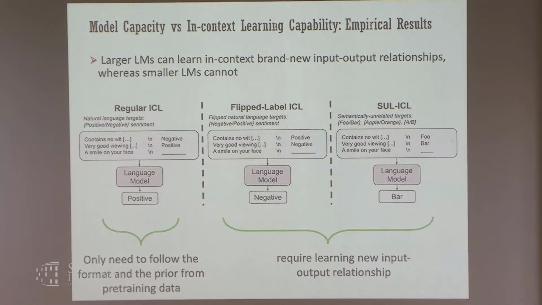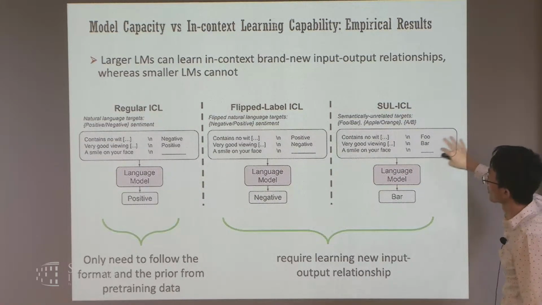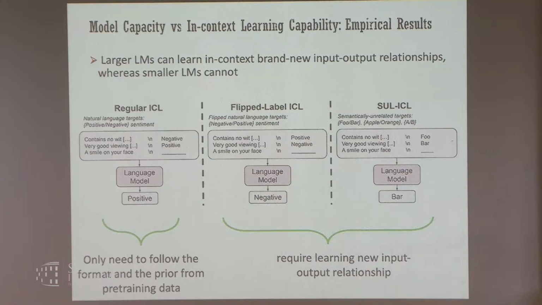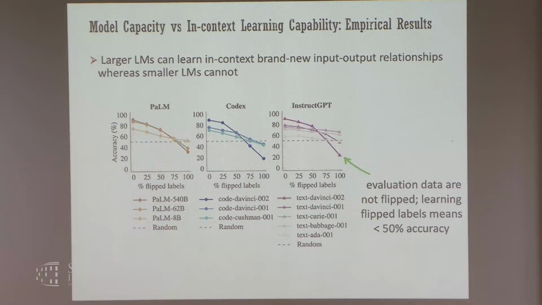examples. But in these cases, you do have to learn the relationship. You have to learn that here you are flipping the labels, and here you need to learn that foo means positive and bar means negative. And here is some kind of claim that justifies that you are actually learning some brand new concept or relationships.